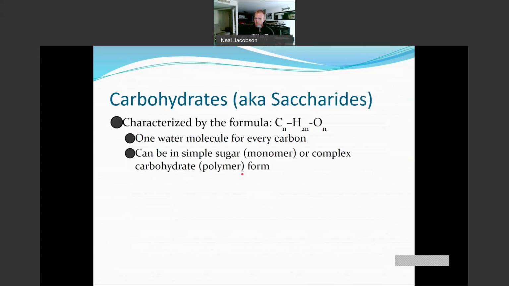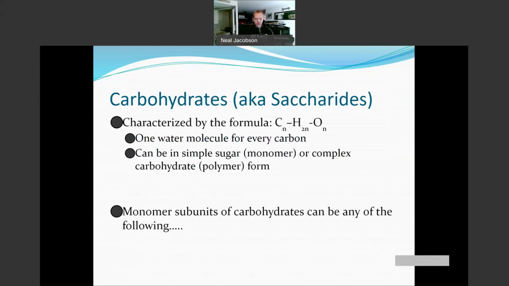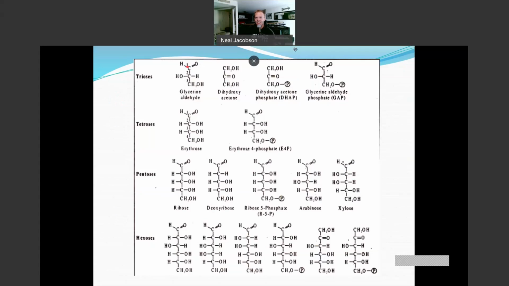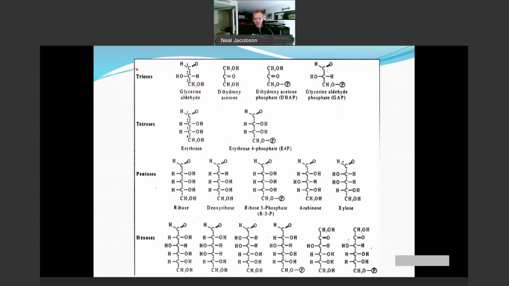So simple sugars, or the complex carbohydrate, which is the polymer form. Here are some of the monomer subunits of the carbohydrates. Don't freak out. Here they are. Okay, so you've got trioses, that's 3 carbon sugars. You've got tetroses, that's 4 carbon sugars, pentoses, and hexoses. If that looks like a lot, believe me, it is. This isn't an organic chemistry class.